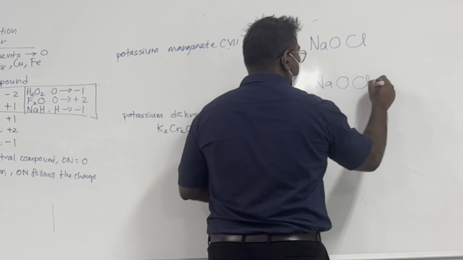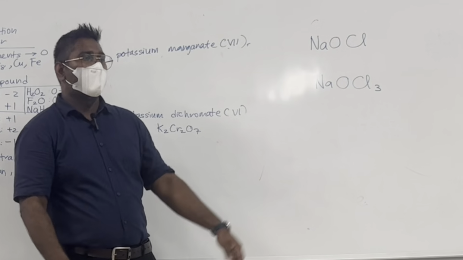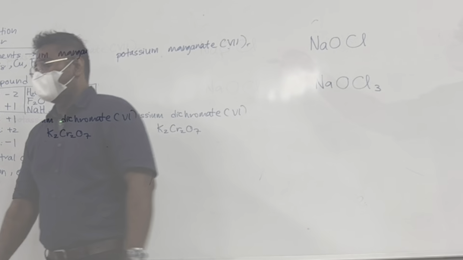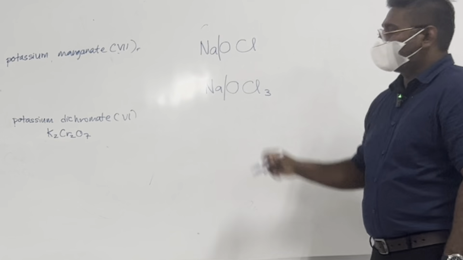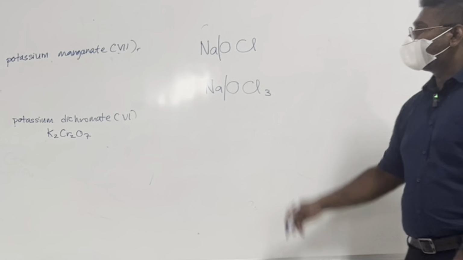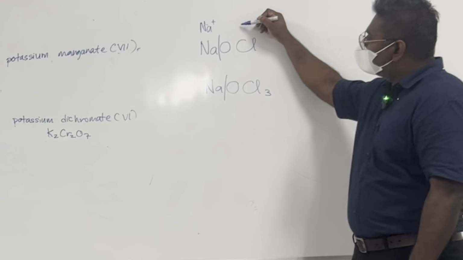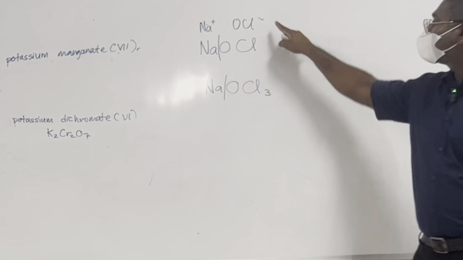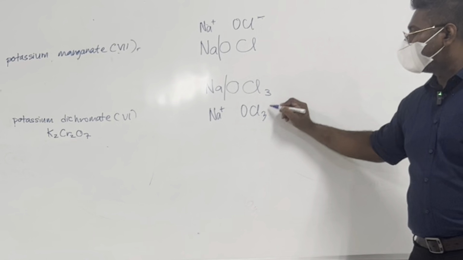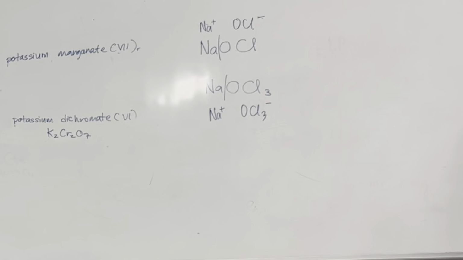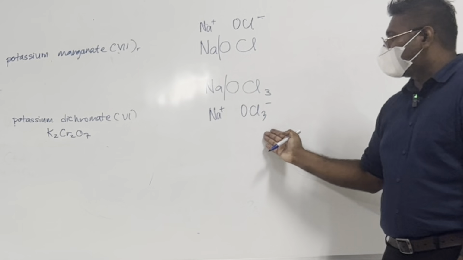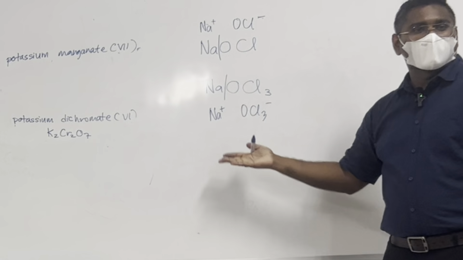Can you help me now calculate the oxidation number of Cl here and the oxidation number of Cl over here. You can either separate them, or you can do it straight. If you separate, you should get Na plus OCl minus. If you separate, Na plus ClO3 minus. I will calculate overall here, and I will calculate just one. Two methods I'll show you.